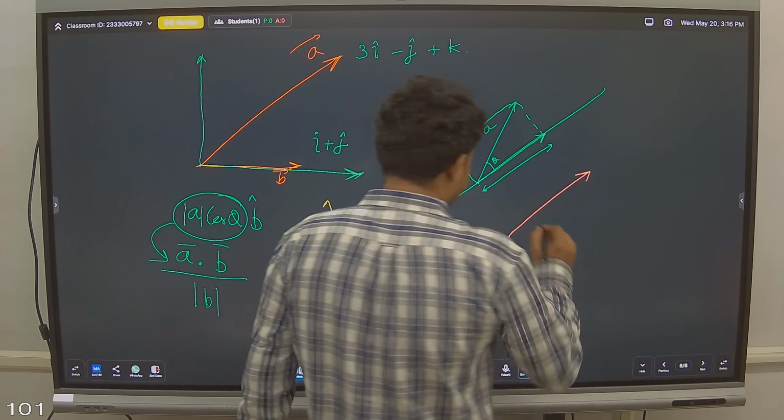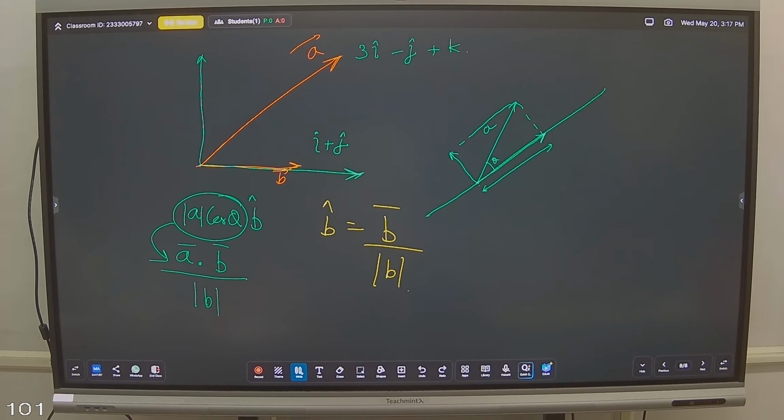So if it was component length along A, then it would be A cap. But it would not be A dot B by mod B. It would be A dot B by mod A. So how did I get A dot B by mod A? AB cos theta.